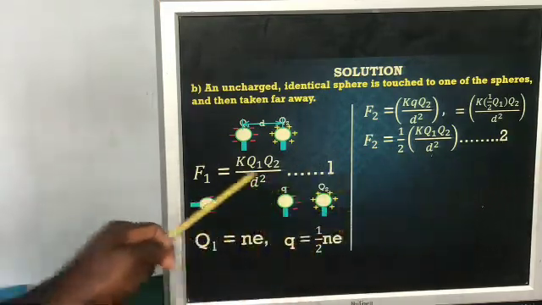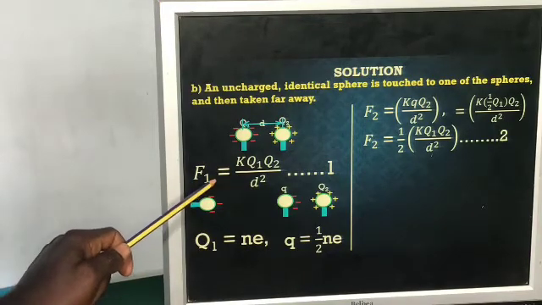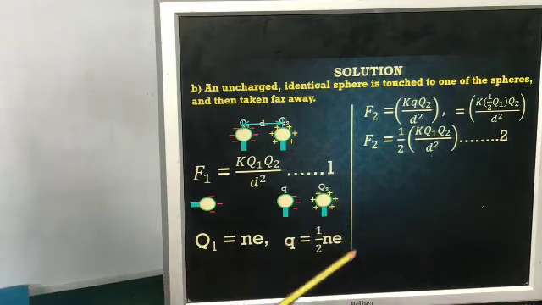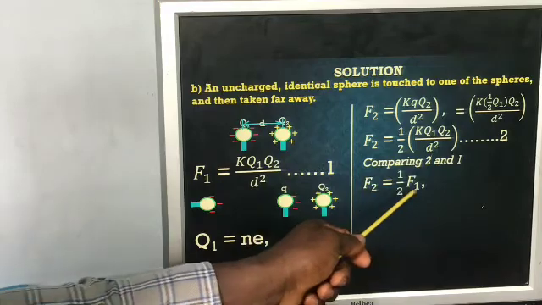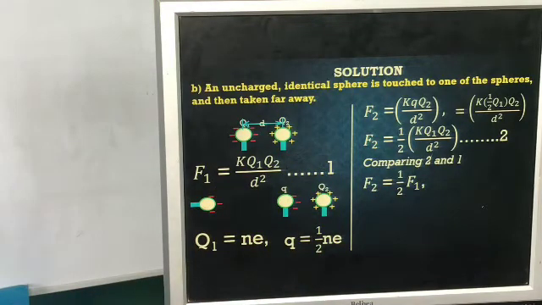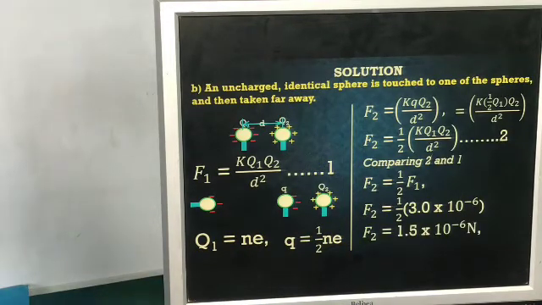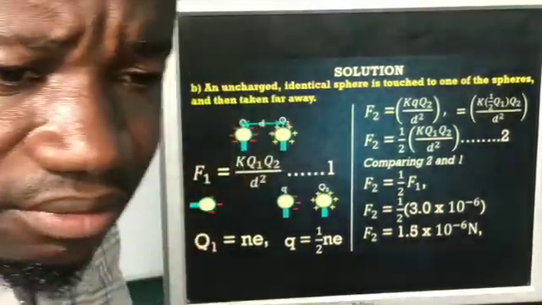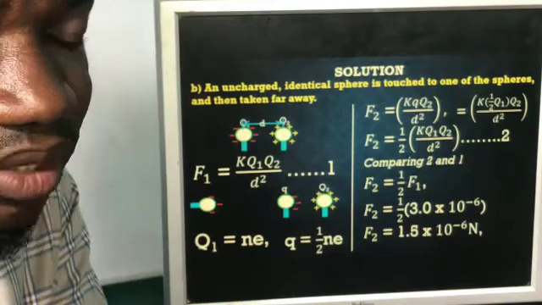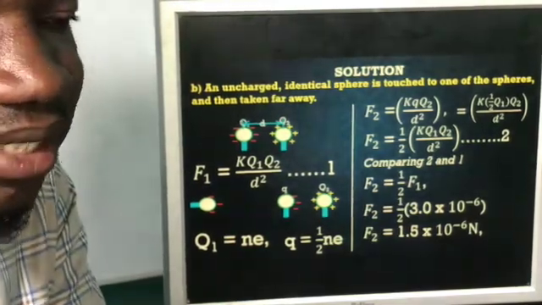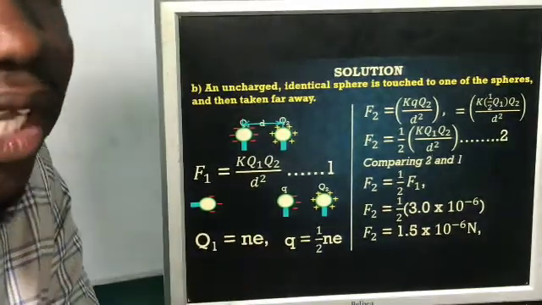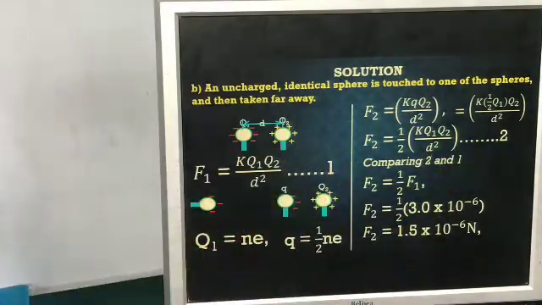And then we compare equation 2 with equation 1. Now we can see that what is inside the bracket here is the same as equation 1. So in place of that, we can write F2 is equal to half F1. The value for F1 again is given by 3.0 times 10 to the power negative 6. So when we put it in, we get half of 3.0 times 10 to the power negative 6. Then the final answer becomes 1.5 times 10 to the power negative 6 newtons. This is the second question. When one of the charges is touched with an uncharged identical sphere, the force is reduced by half. Thank you very much.